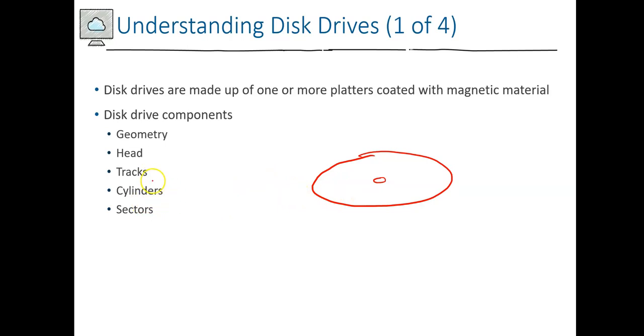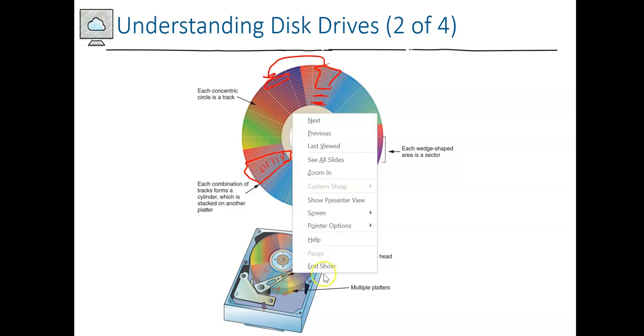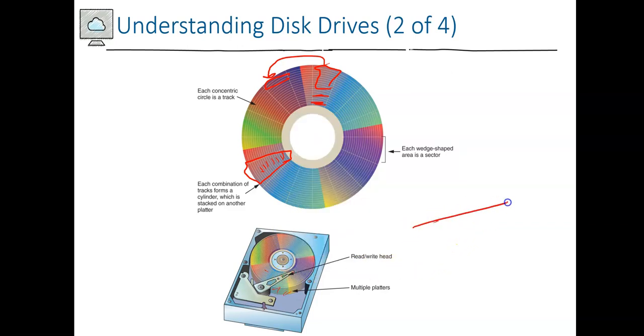Cylinders and tracks. What is the head? See this head. When I read the data, this is like a head. It has a sensor here. It has a sensor to read zeros or ones: volt, no volt, or have a volt.